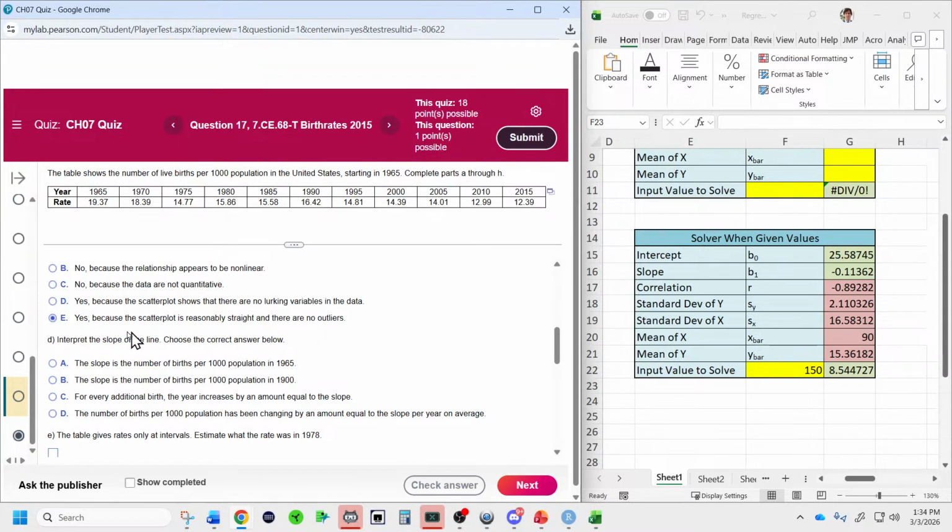Interpret the slope for each additional year. So for each additional year, the number of births per 1,000 has been changing by this amount equal to the slope per year. I hate the way they say that, but that's the only one that's accurate. And I already read that.